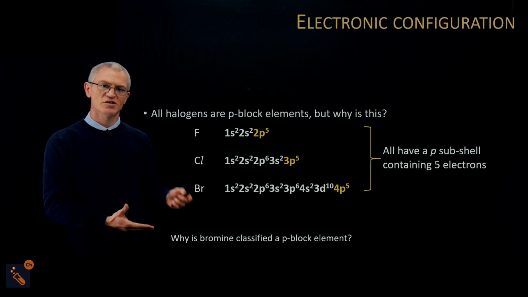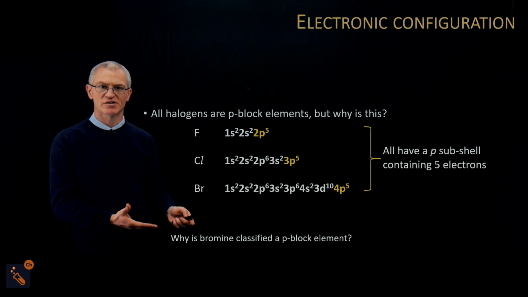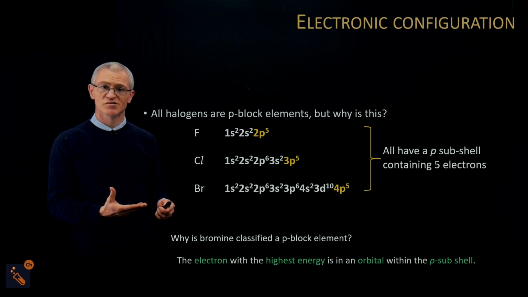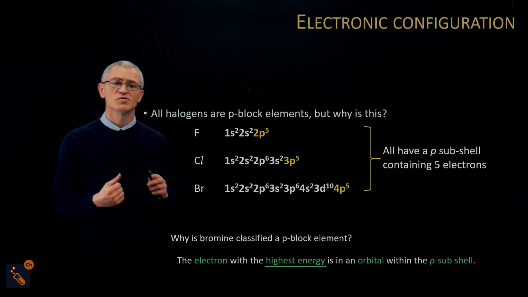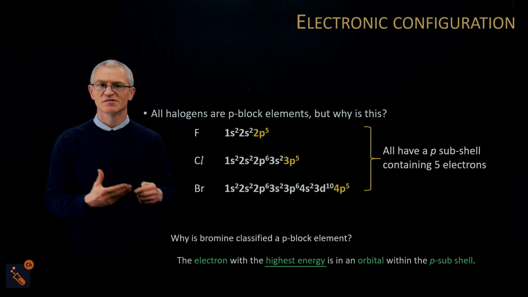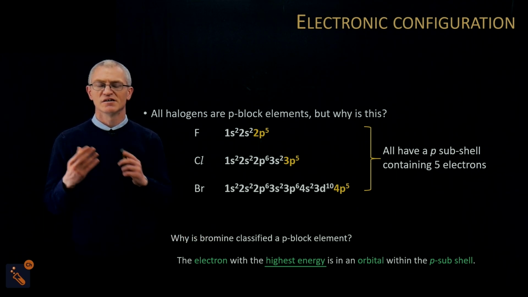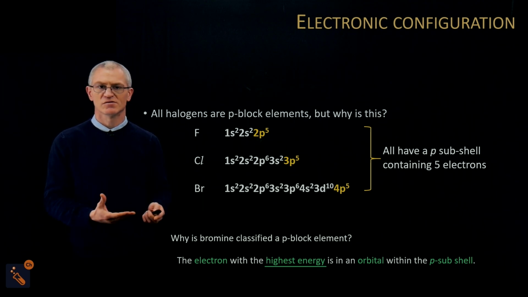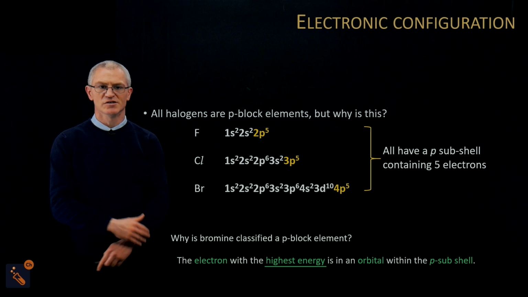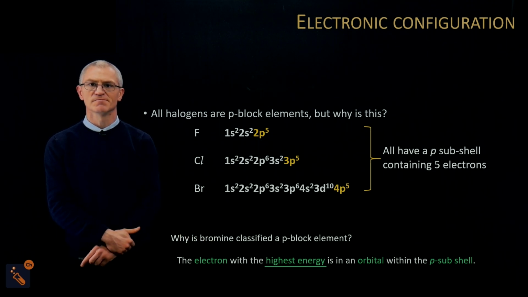So go back to the question, why is bromine classified a p-block element, for example, if you might see in an exam? That's because the highest energy electron, remember you must say highest energy, okay, is in an orbital within the p subshell. If it's a d-block element, it would be within the d subshell, but the same answer, or f block, f subshell, or an s block, s subshell, but you have to say highest energy.